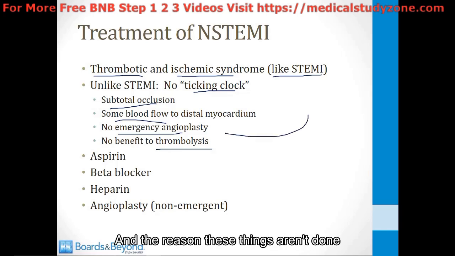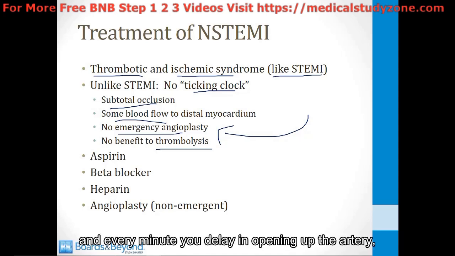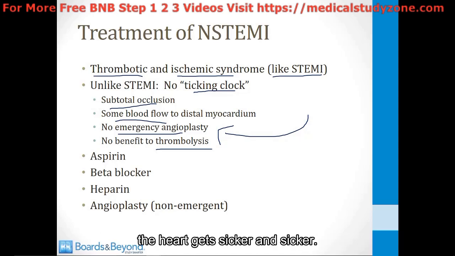And the reason these things aren't done is because there's still some oxygen going to the myocardium. So although it's an urgent situation, it's not an emergent situation where the clock is ticking and every minute you delay in opening up the artery, the heart gets sicker and sicker.